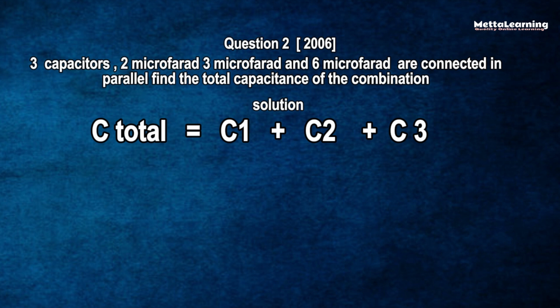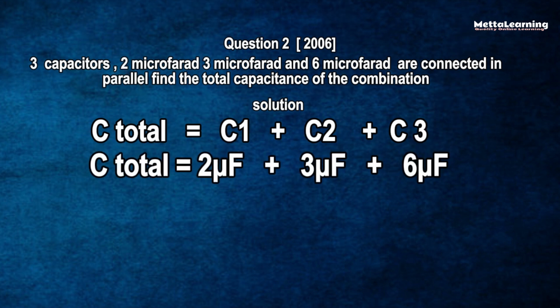So we'll be using total capacitance of our parallel to be C1 plus C2 plus C3, just as we're given in our question. We're given the first capacitor to be 2 microfarad, the second capacitor to be 3 microfarad, and the third capacitor to be 6 microfarad. So let's plug these into our formula. We have total capacitance equals 2 microfarad plus 3 microfarad plus 6 microfarad. So that makes 11 microfarad as our final answer.